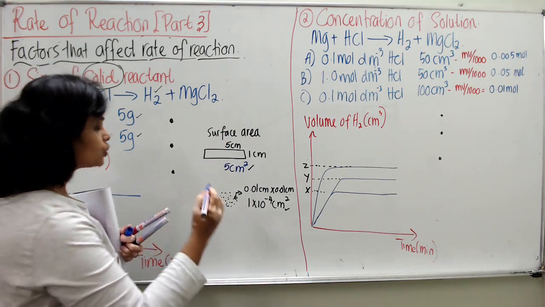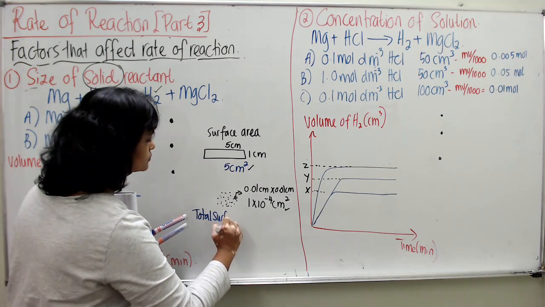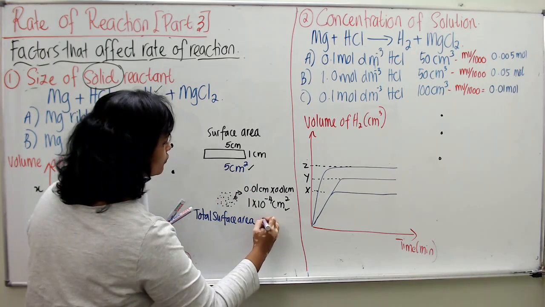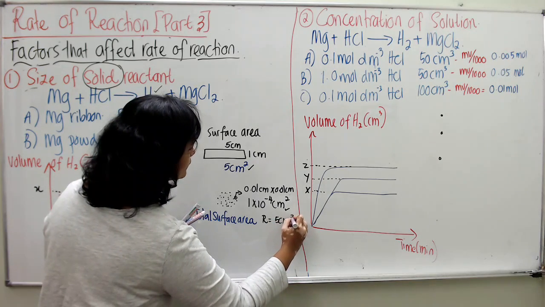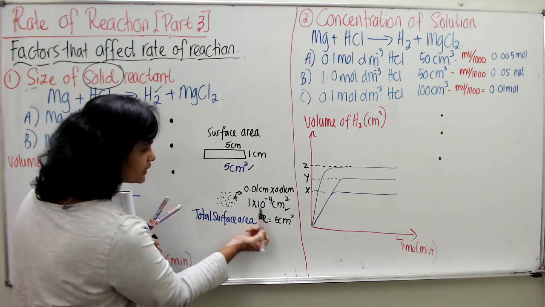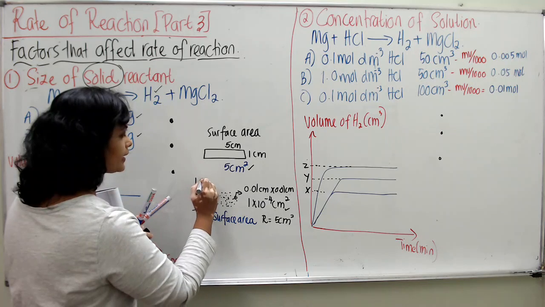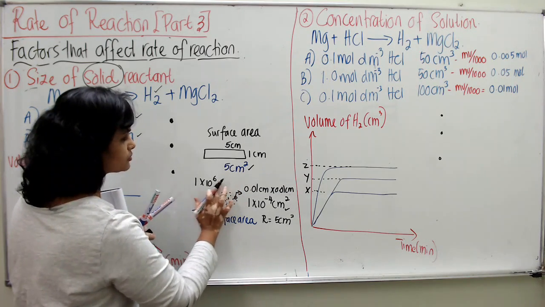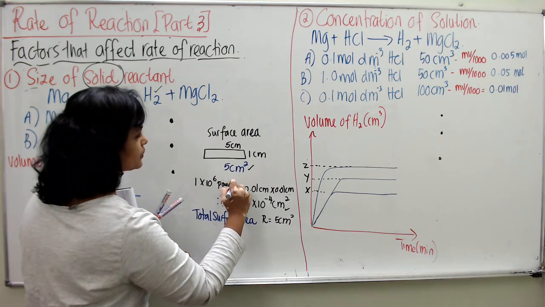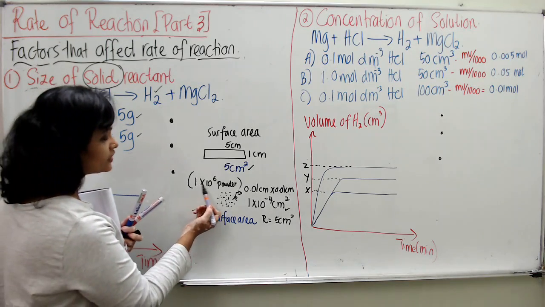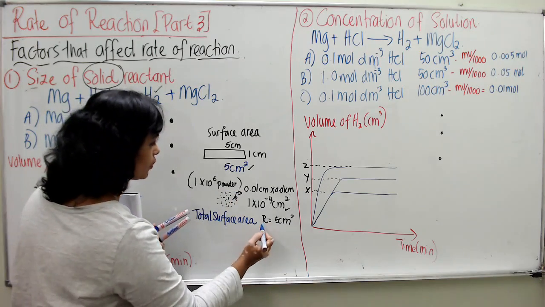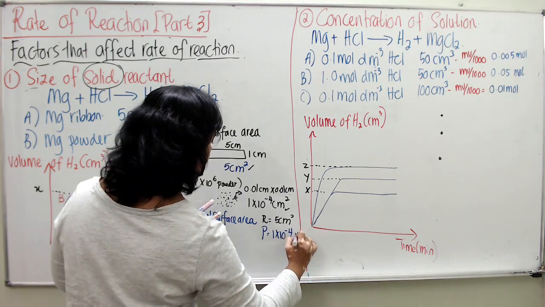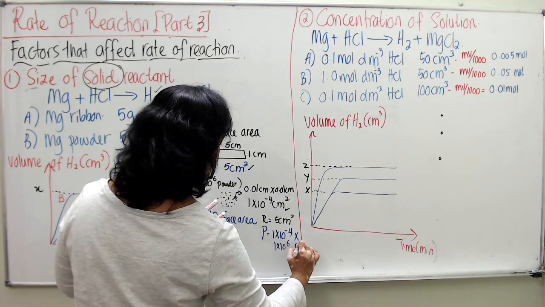But when teacher uses the word total surface area, just say the total surface area of the ribbon is 5 cm square. But since it's powder, just say we have 1 times 10 to the power of 6 powder particles. Because it's powder, it is applicable, correct or not? So how much will be the total surface area for powder? The total surface area for powder will be 1 times 10 to the power of -4 times 1 times 10 to the power of 6 cm square.